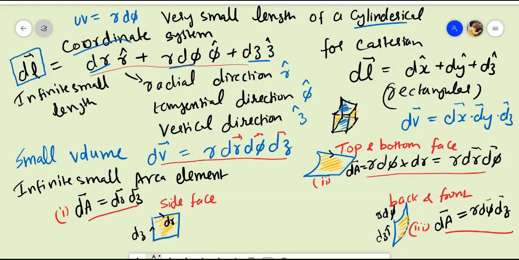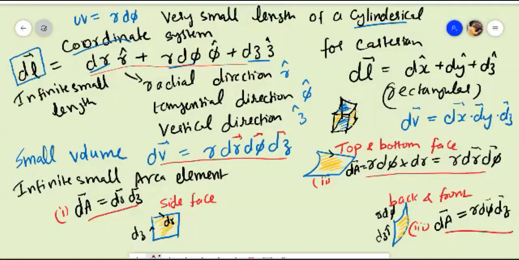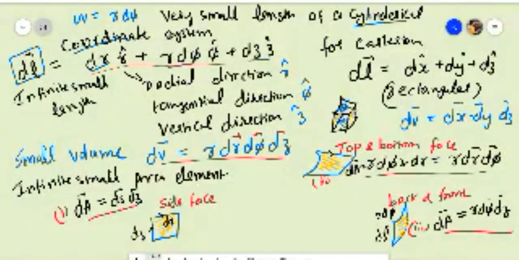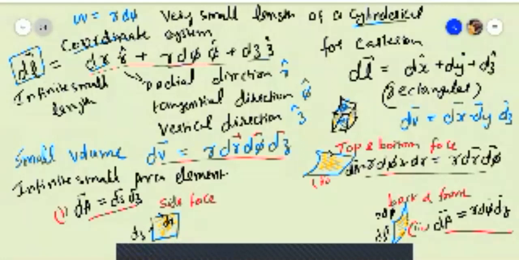So this is a very important concept if we are discussing the cylindrical coordinate system. I just showed you how we can calculate the small component or element of the directional vectors of a cylindrical coordinate system. I think you are getting it. Hope it's clear to you.